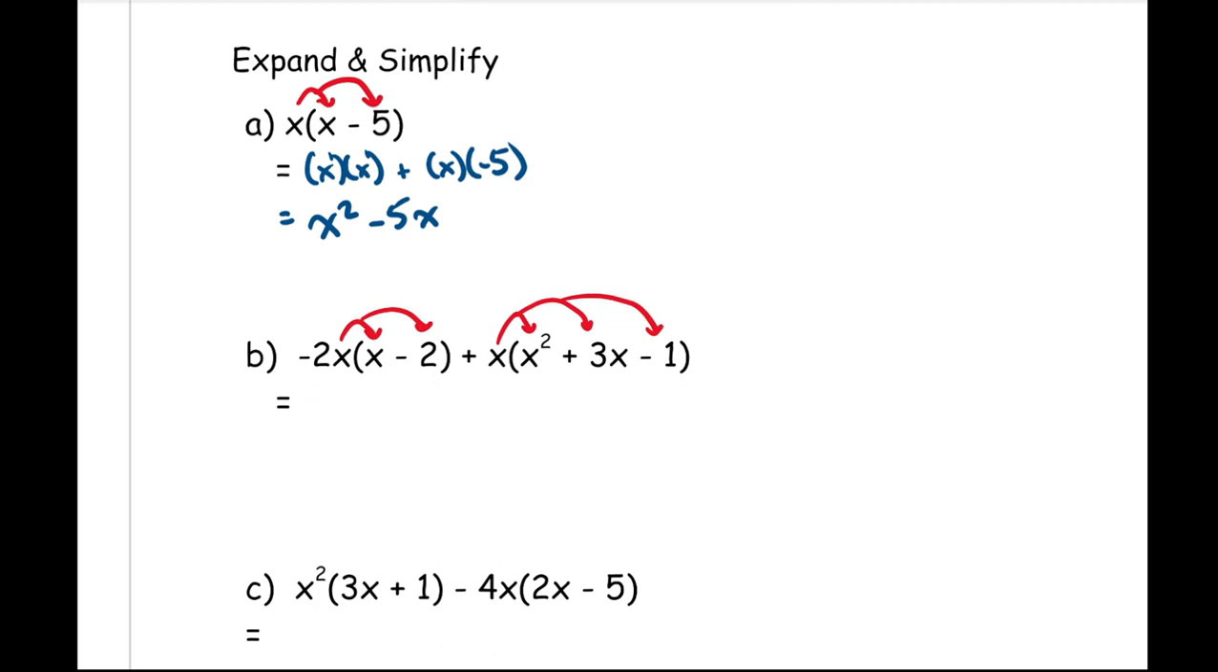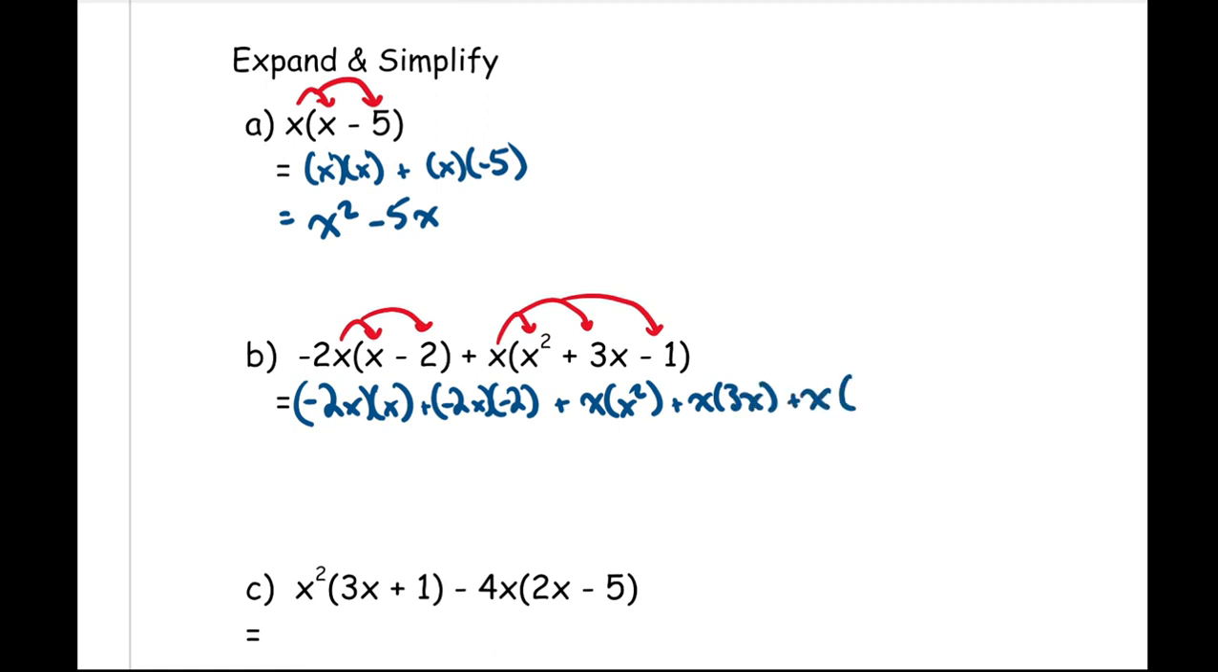Actually, let me write out the fully expanded form so we can see what we're multiplying. So negative 2x times x plus negative 2x times negative 2. For the second bracket, x times x squared plus x times 3x plus x times negative 1.